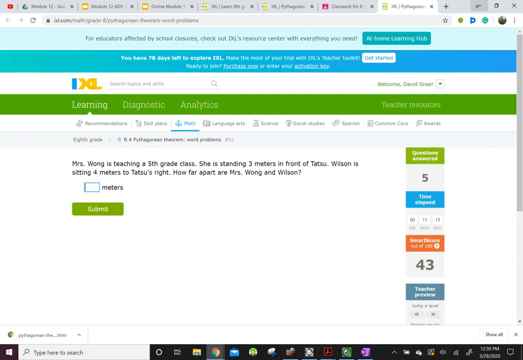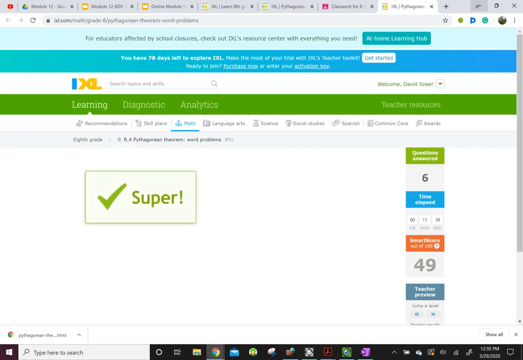Okay. Now, Mrs. Wong is teaching a fifth grade class. She's standing 3 meters in front of Tatsu. Wilson is 4 meters to Tatsu's right. How far apart are Mrs. Wong and Mrs. Wilson? So if I have 3 meters and 4 meters as the 2 legs, and I'm trying to find the hypotenuse, I know it's going to be 5. I'm just going to type that in.